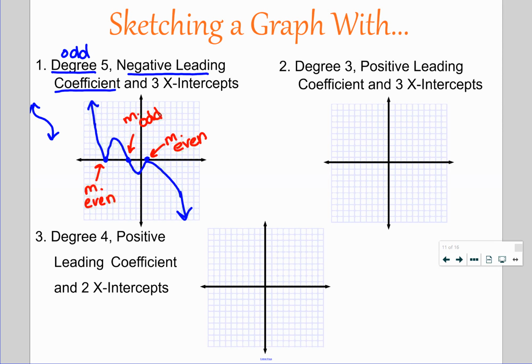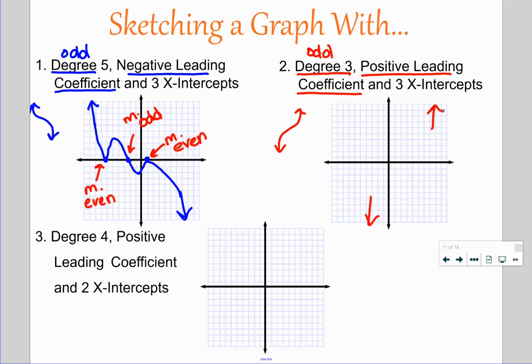The next one is a degree 3 polynomial. So again, it's odd, with a positive leading coefficient. So that would be the opposite of our last problem. Ends going in opposite directions, but now it's increasing from left to right. So that tells me on the left, this graph is going to go down, and on the right, this graph is going to go up.